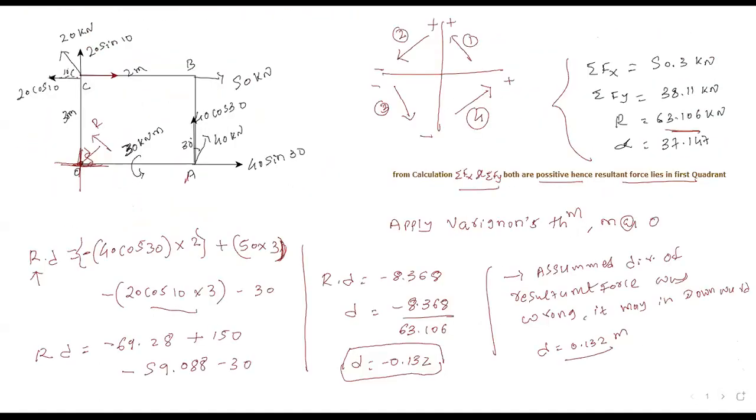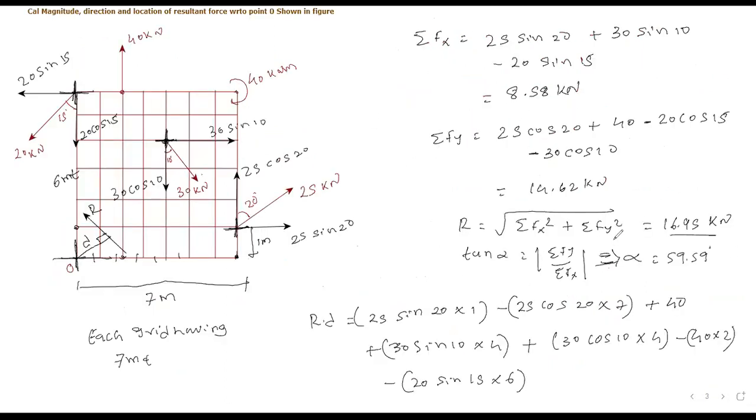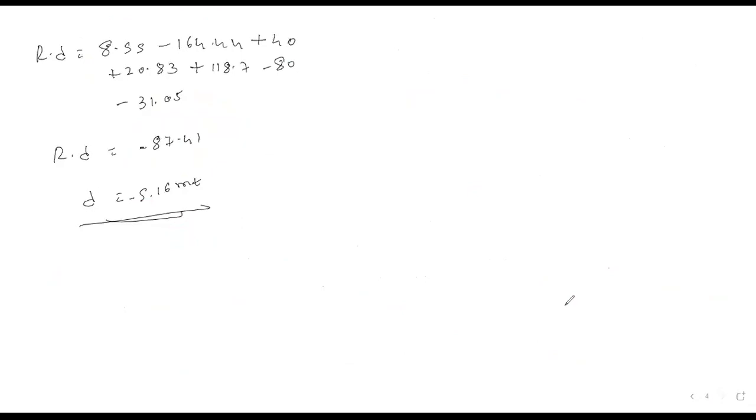If you want to take a snapshot of the screen, you can take a snapshot. This is your first screen. This is your second. Unfortunately, in the first example, I was not able to save the sigma Fx and sigma Fy calculation, so you need to calculate yourself. This is the third screen, and this is the fourth screen. Is it clear? Please confirm me. Any question till here?